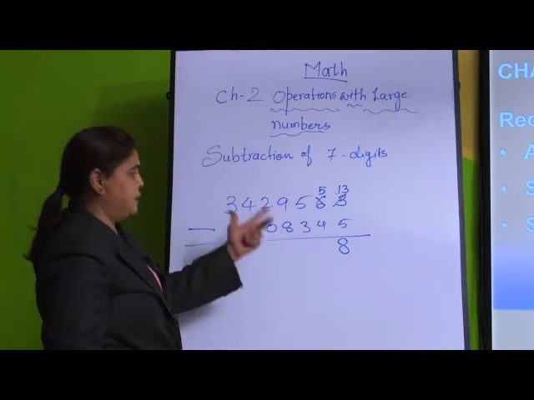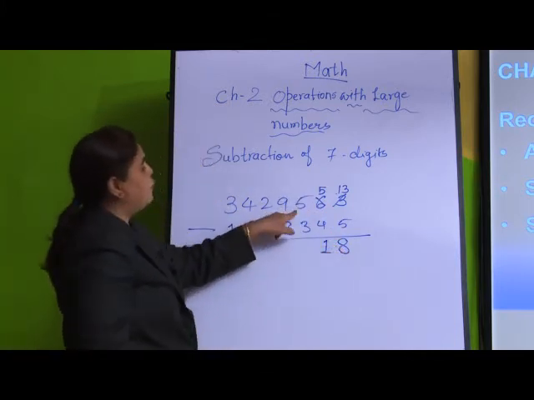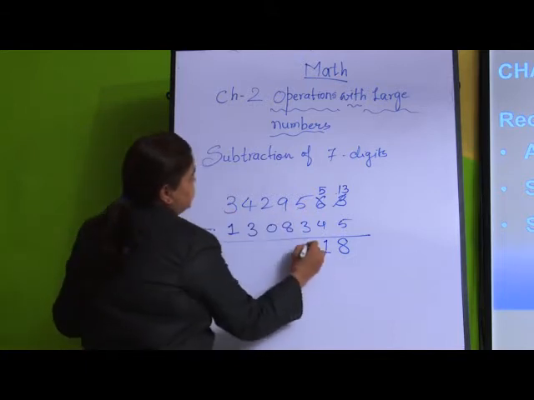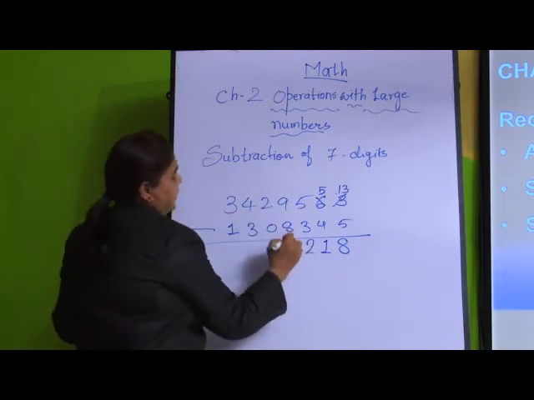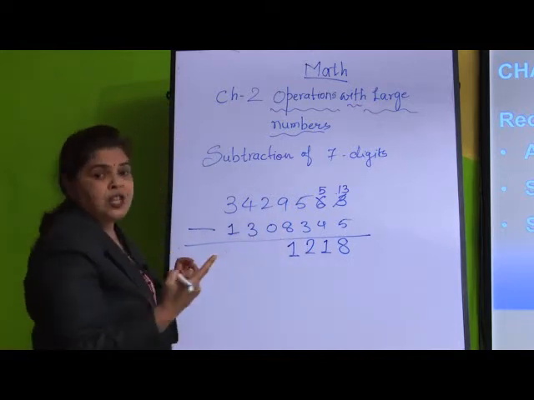5 minus 4 is very easy. After 4, only 1, that is 5. Can you do 5 minus 3? Yes, that is 2. 9 minus 8 is 1. 2 minus 0 is 0.